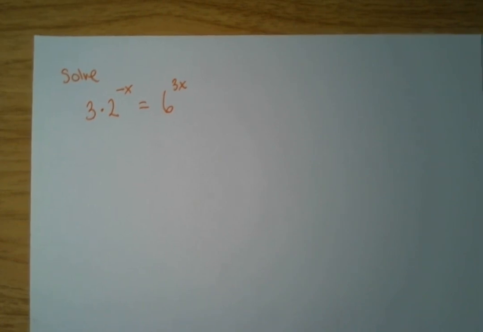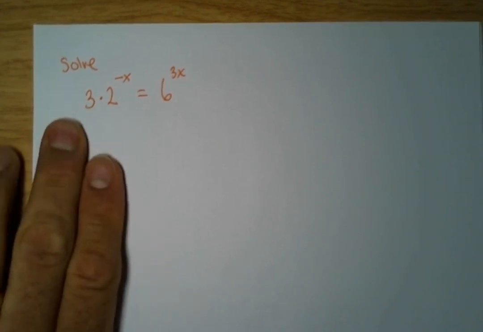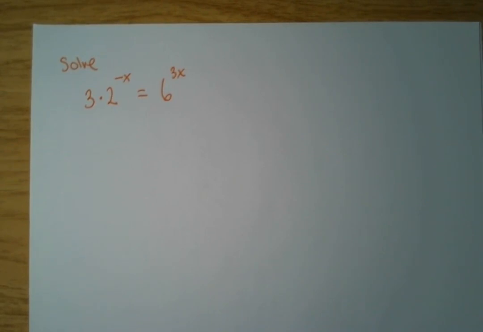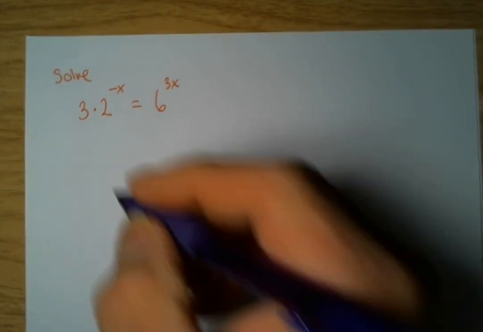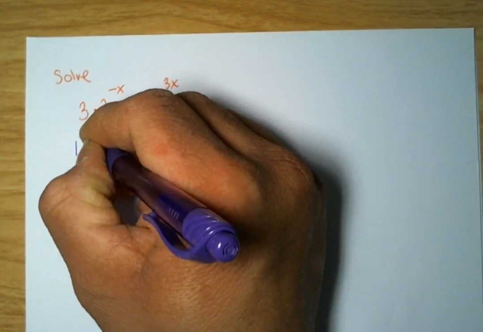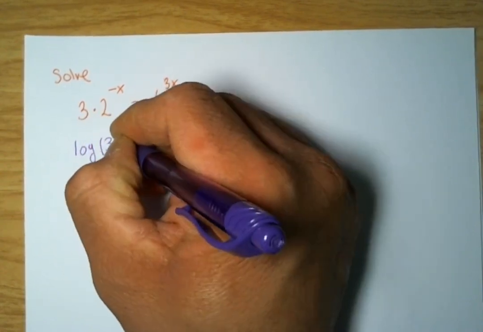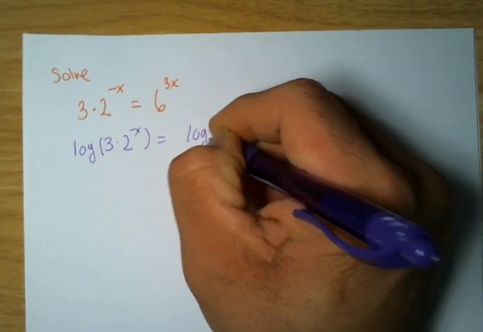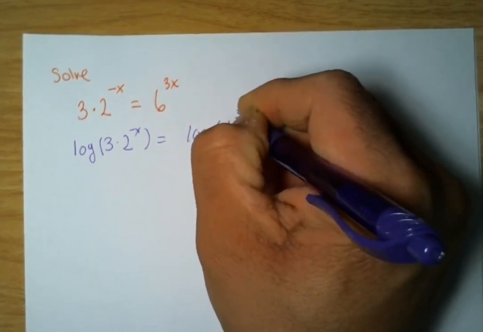All right. So what we can do from here is take the log of both sides. We can do that right away. We can say, all right, let's see, what if I take the log here: log of 3 times 2 to the negative x equals log of 6 to the 3x.